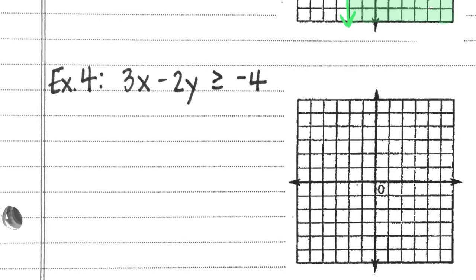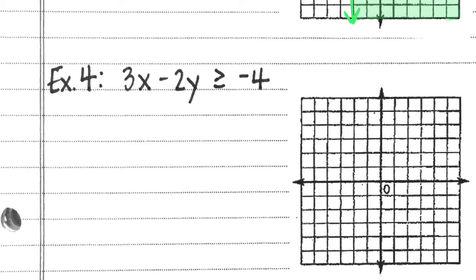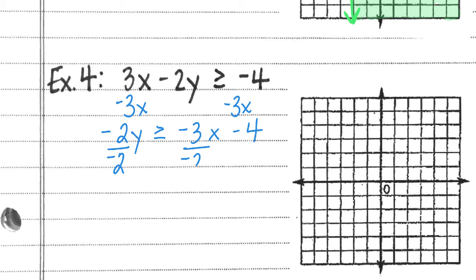All right. This one gets a little bit tricky. This is our last one, and we are going to solve for y. My first step in solving for y is subtracting 3x from each side. Negative 2y is greater than or equal to negative 3x minus 4. And if I divide everything through by negative 2, what am I going to do with that inequality? It is now greater than or equal to, but because I'm dividing by a negative, I have to flip it. So now I have y is less than or equal to 3/2 x plus 2.